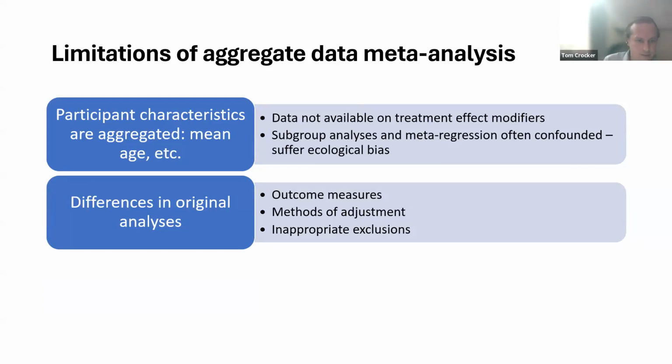Aggregate data meta-analyses also can suffer from differences in the original analyses. The outcome measures may have been treated differently. Some of them might have been dichotomized or scored differently in different trials. There may have been a lack of adjustment in some analyses, or you might be concerned that analyses have been over-adjusted in another trial. And the authors may have inappropriately excluded participants, perhaps because they discontinued the intervention.